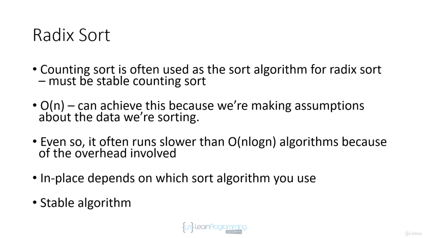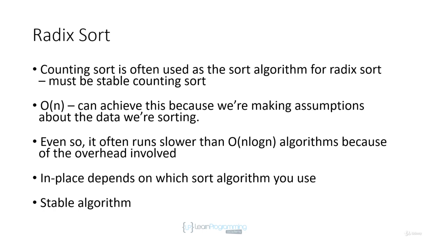Now, once again, because radix sort makes assumptions about the data, we can achieve linear time. Even so, this often runs slower than O of n log n because of the overhead involved. And by overhead, I mean that you have to isolate each individual digit or letter at each phase, and so there's overhead involved just to figure out what value you're supposed to be sorting at each phase. And because of that, even though it can achieve linear time, it often runs a little bit slower than that.